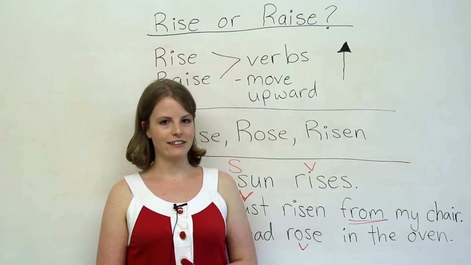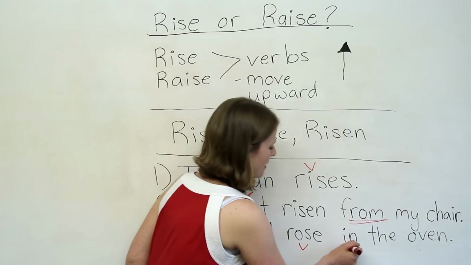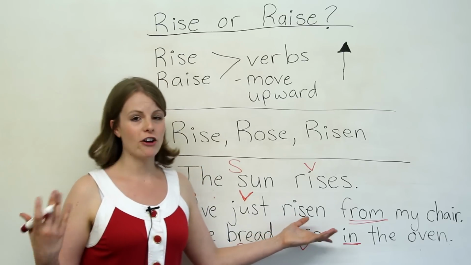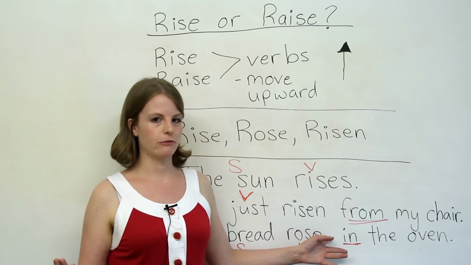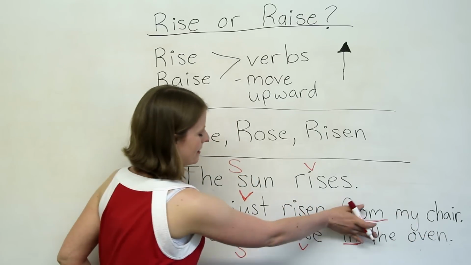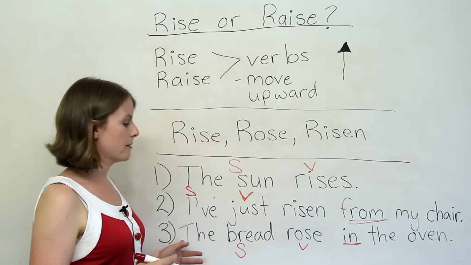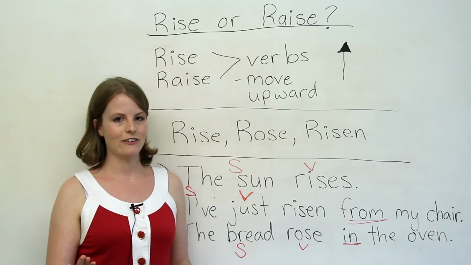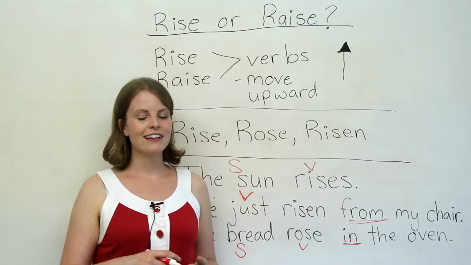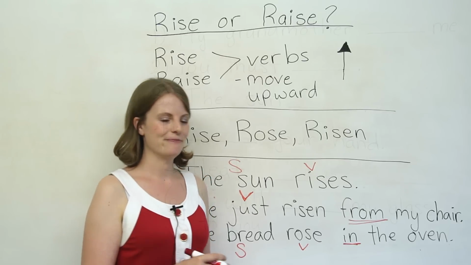Now, do we have an object? Now, you see the words "in the oven"? "In," just like "from," is a preposition. It's not a thing. It's not an object. So no, we actually don't have an object in the sentence. I could even get rid of this whole thing in both these sentences and say, "I've just risen." That's grammatically correct. I could say, "The bread rose." You don't need anything else in the sentence. All you need is a subject and the verb rise. So let's do some more practice questions with this, comparing raise and rise.